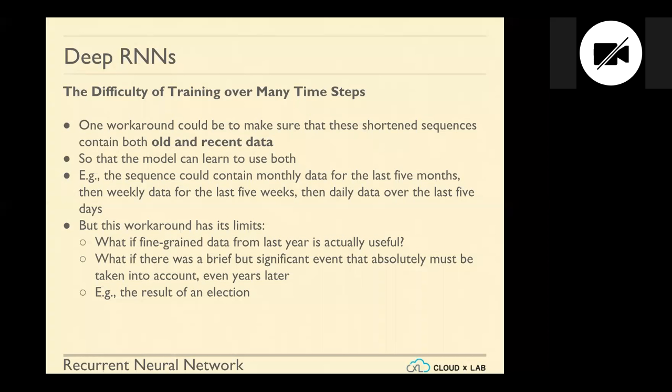What if fine-grained data from last year is actually useful? What if there was a brief but significant event that absolutely must be taken into account, even years later? Say, for example, the results of an election. The election happens after, say, 5 years, and if we are ignoring the data from 5 years ago, then that would be a mistake.